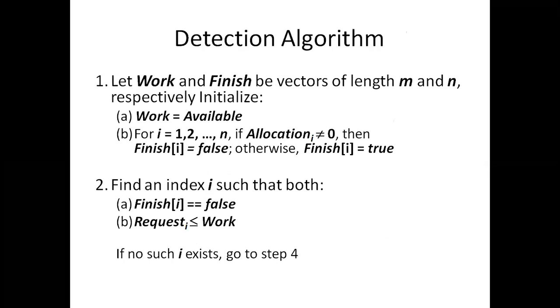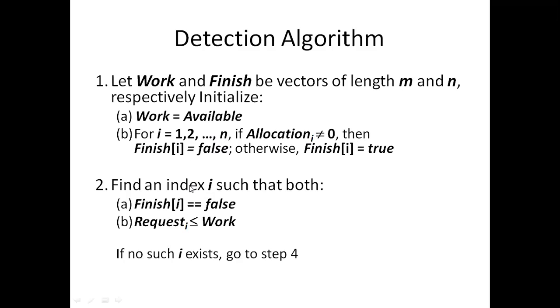Okay. The same, it is called a detection algorithm. It is almost similar to the safety algorithm. So initially, work equal to available. I already told you, for i equal to 1 to n, so that means there are n number of processes, and initially all the processes have not completed their task. So initially finish of i equal to false for all i. If finish of i equal to true, it means the process already completed its execution. No need to run the algorithm.